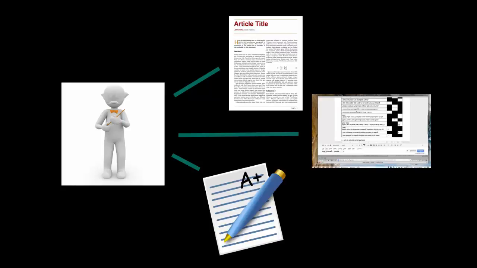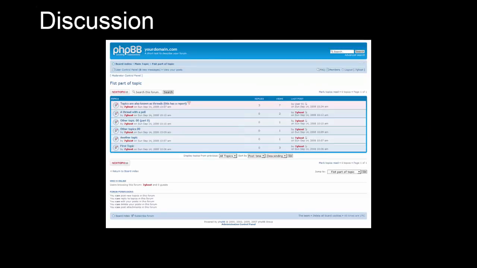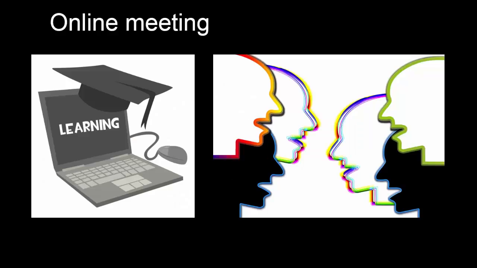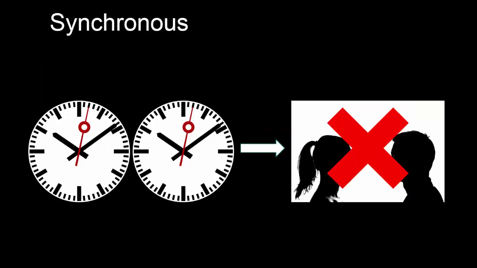So if your coursework for a given week is a discussion through a discussion board, you're probably working asynchronously through an LMS, while if you're meeting together through an online webinar-style platform like Zoom or Adobe Connect, you're learning synchronously but online instead of face-to-face.